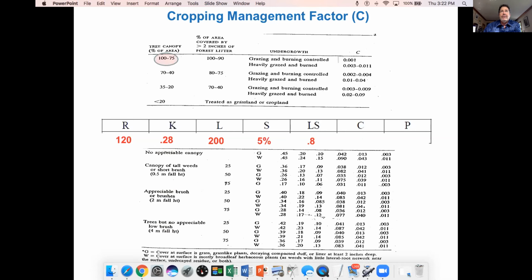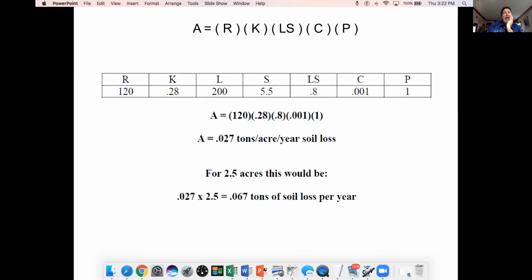And so now I have my C. And since P is always one, now I just multiply those things together. So 120 times 0.28 times 0.8 times 0.001 times 1. And that gives me 0.027 tons per acre per year soil loss. That's per acre. That's what happens when you get a forested situation. Since it's 2.5 acres, you're getting about 0.067 tons of soil loss per year. And that is primarily sheet erosion.